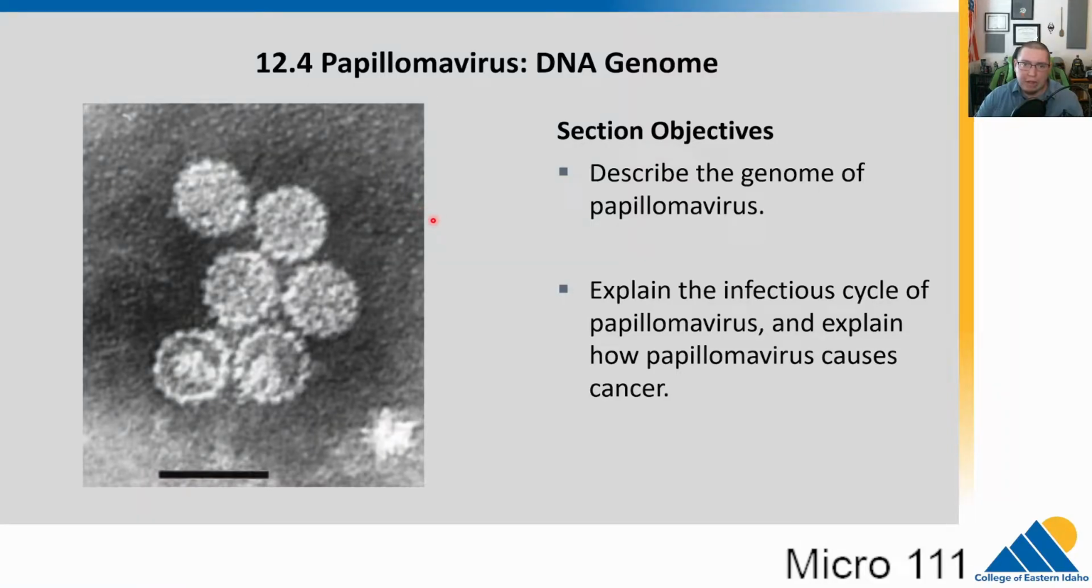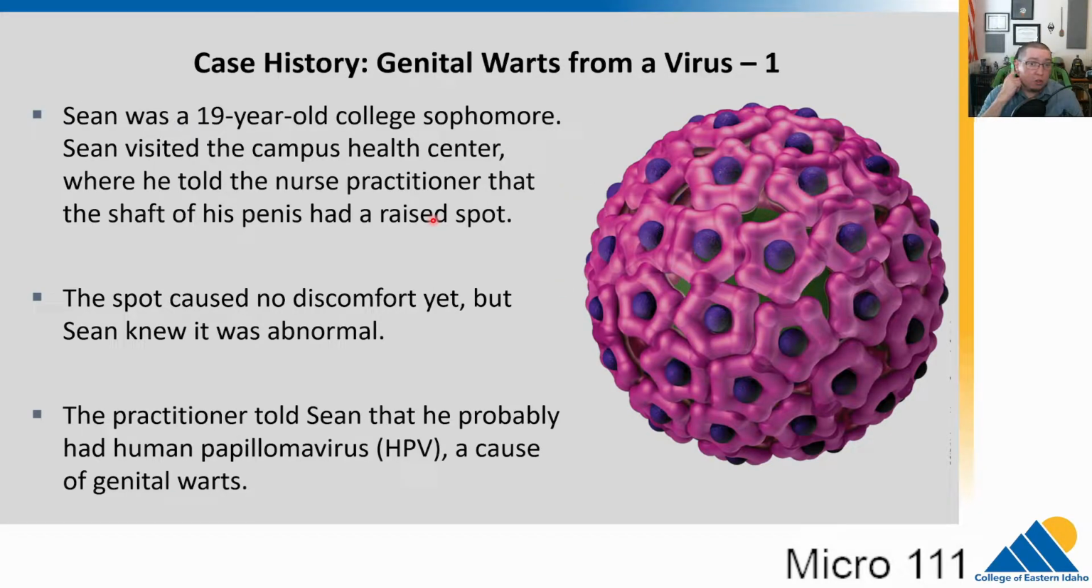All right, in the last few sections of Chapter 12, we're going to talk about a couple of different viruses specific to humans, and they each have slightly different genome construction. We're first going to talk about the papillomaviruses. They're a DNA virus. And this is an interesting one because papillomaviruses can actually cause human cancers, and we'll see how that occurs. So let's start with a case study.